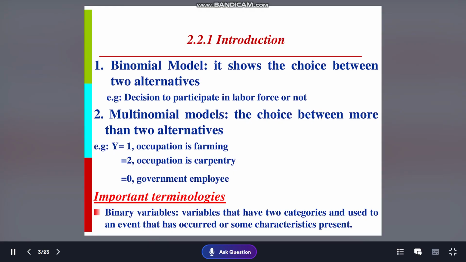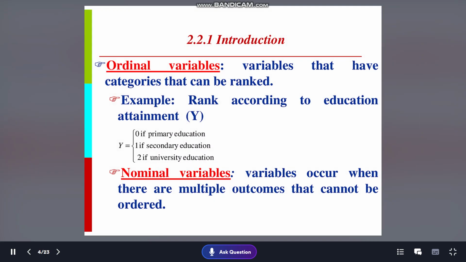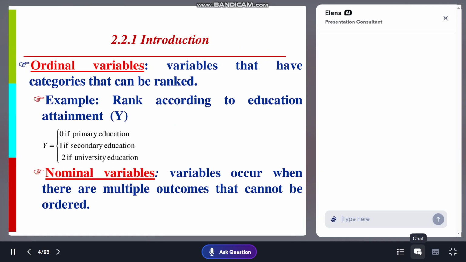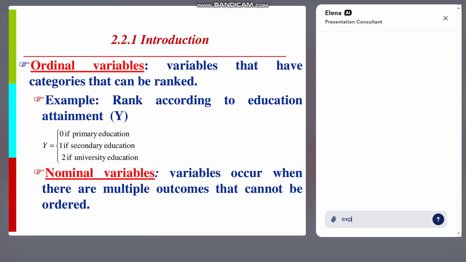It's important to know about binary variables, which have two categories and indicate whether an event occurred or a characteristic is present. Moving on, we have ordinal variables, which are categories that can be ranked. For instance, education levels ranked from primary to university. Then there are nominal variables, which represent multiple outcomes without any inherent order, such as different job types.